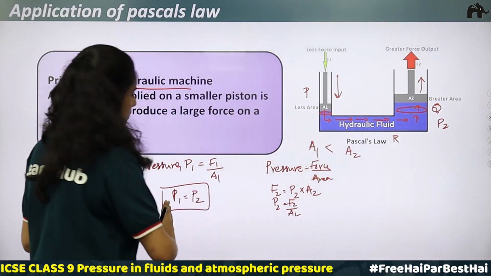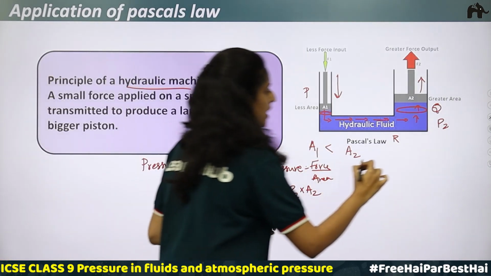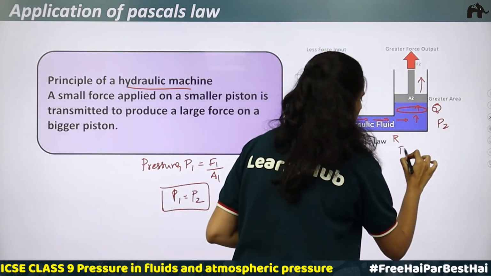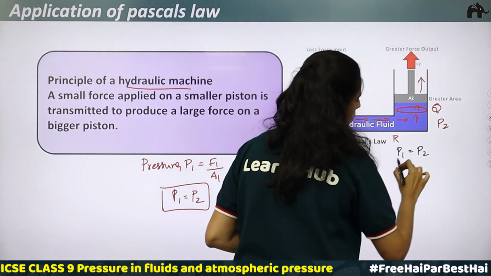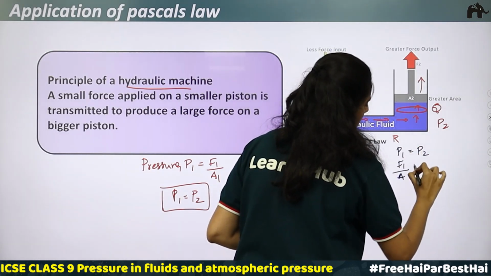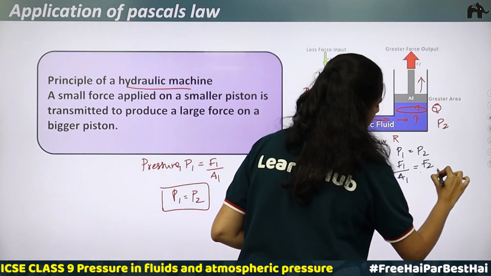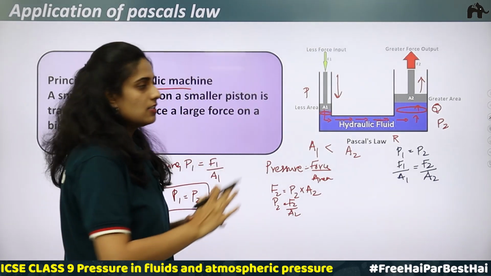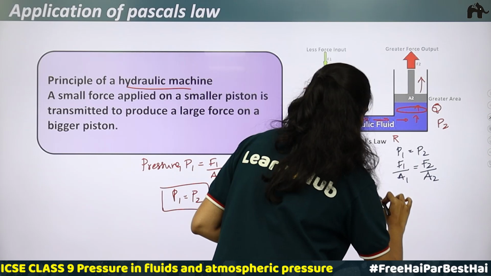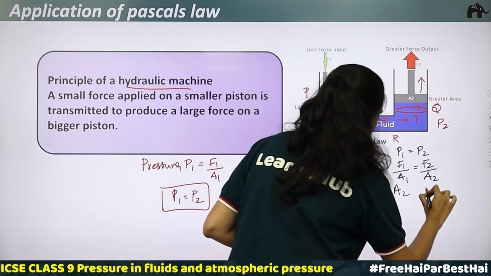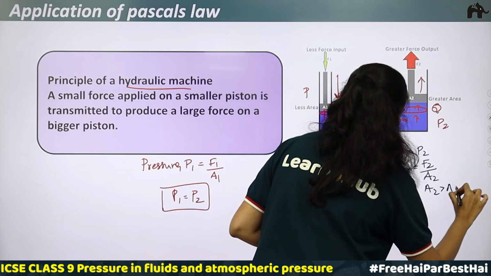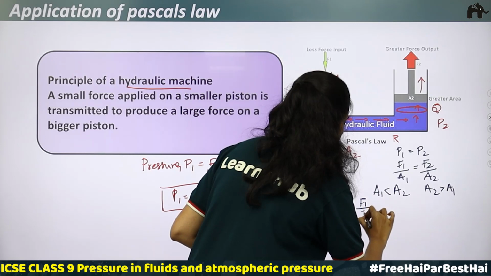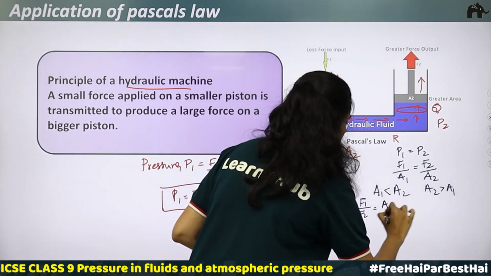Which means since P1 is equal to P2, we will be having P1 is F1 by A1 and P2 is F2 by A2. P1 is equal to P2, therefore F1 by A1 is equal to F2 divided by A2. What does it mean? So here we know that area A1 is less than A2 or A2 greater than A1. This can be written as F1 by F2 is equal to A1 by A2.